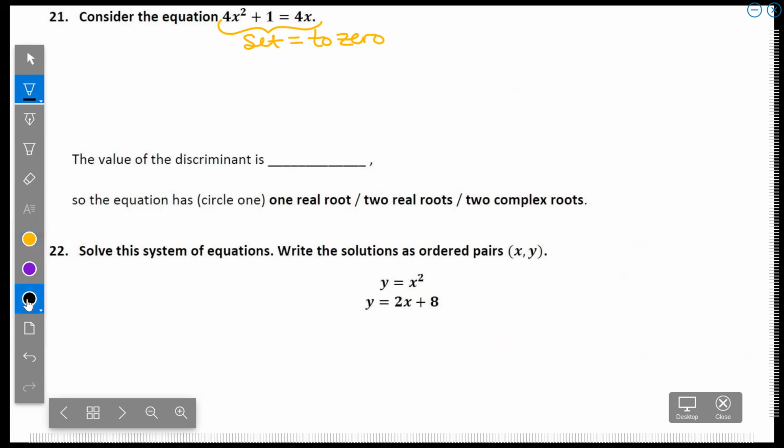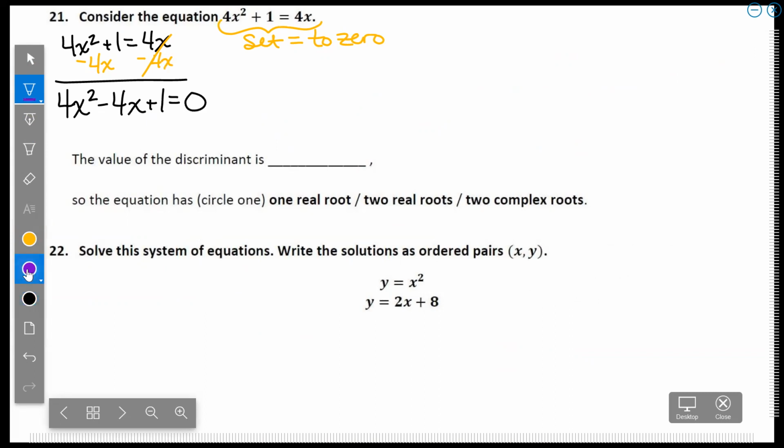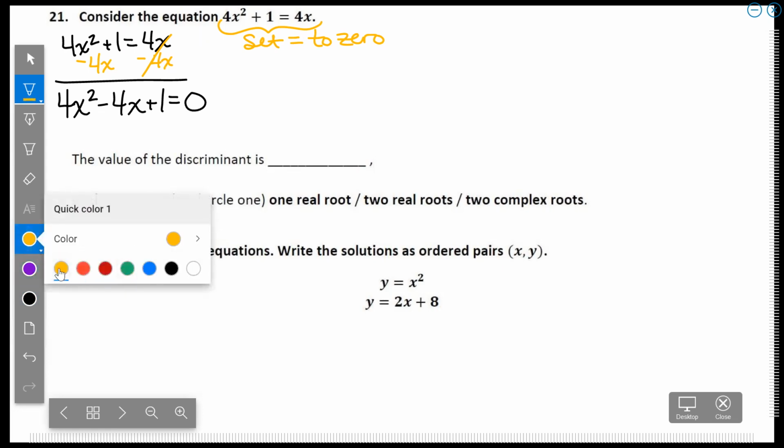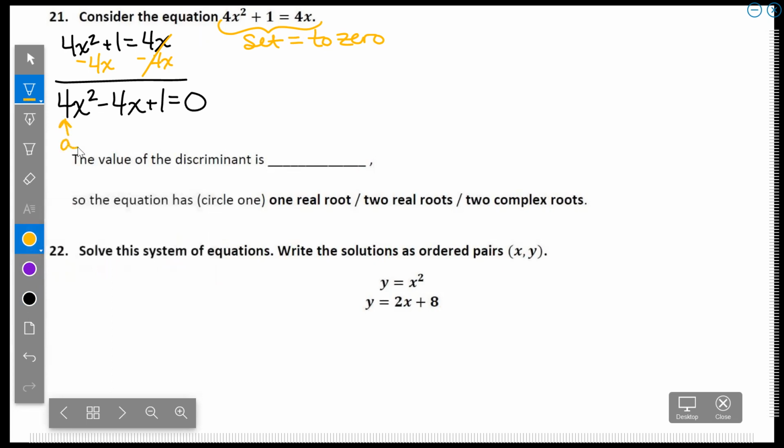So I'm going to subtract the 4x from both sides. I have 4x squared plus 1 equals 4x. I'm going to minus 4x from both sides so that I get that 0 that will not combine with any of the other pieces that I have. What is our value for A? 4. For B, -4. And for C, +1.